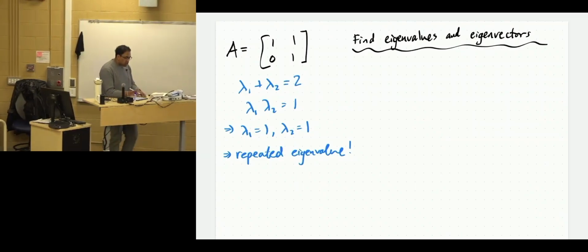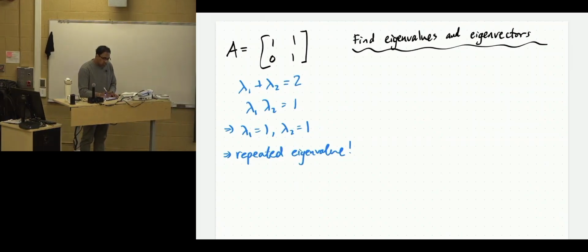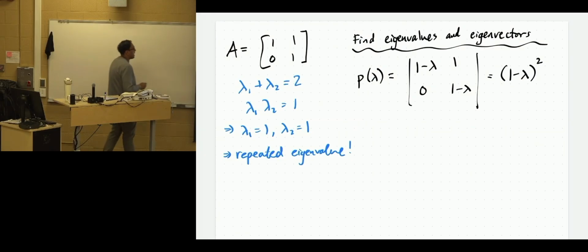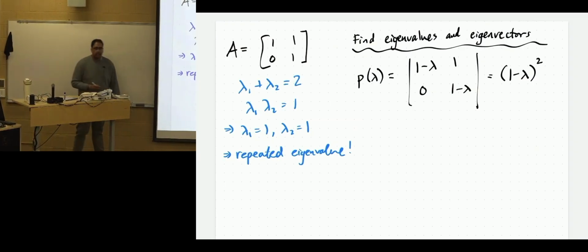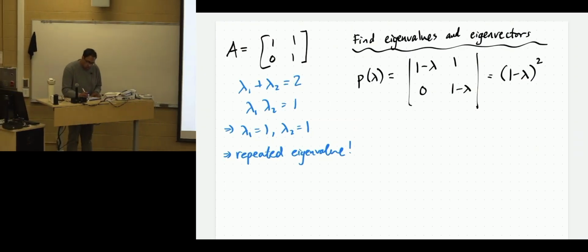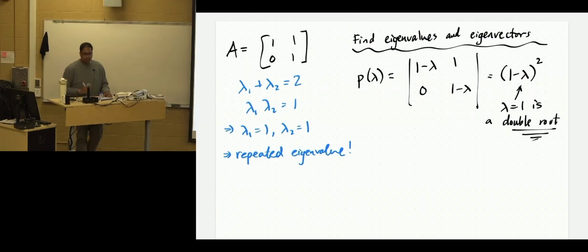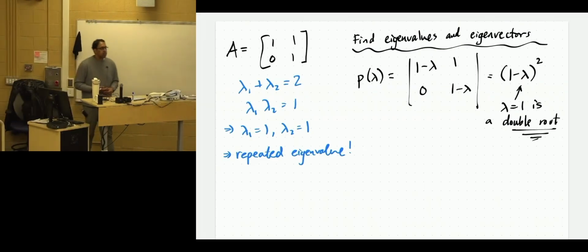Okay? Now, if you didn't want to use these trace tricks, the more systematic way is to take the characteristic polynomial, which is the determinant of A minus lambda I, and set that to 0. Here, the determinant of A minus lambda I is (1 minus lambda) squared. And here you can see lambda equals 1 is a double root. It appears twice here. Do we agree with that?